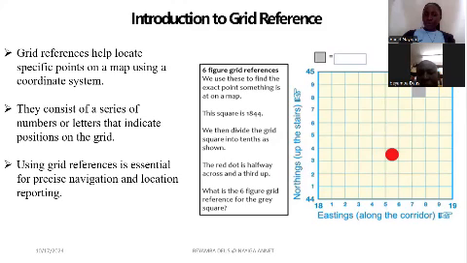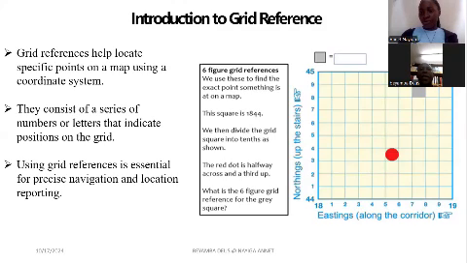Do you know why we call this one northings and this one eastings? Do you know why the figures on the vertical line increasing from 1 to 9 are called northings? I think they are called northings because they increase towards the north.